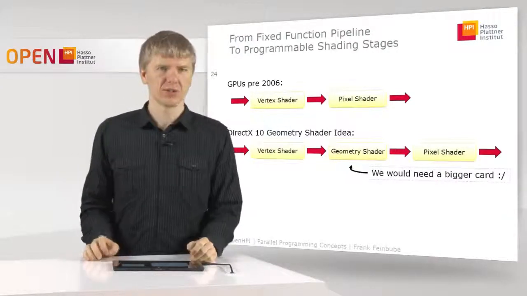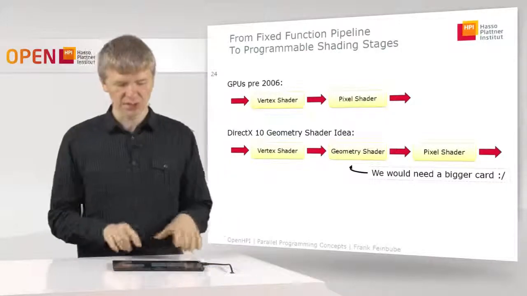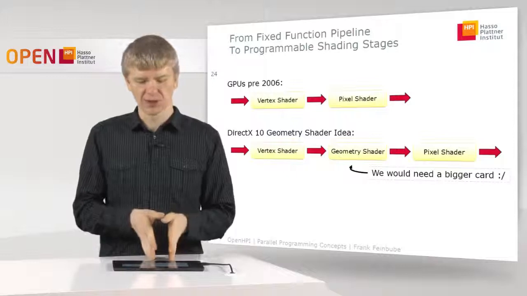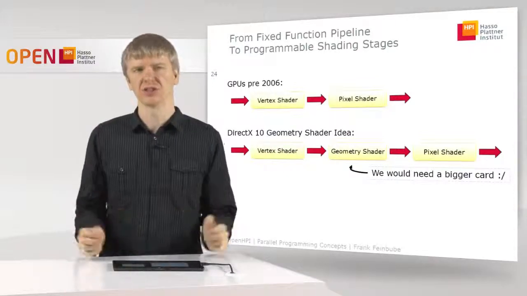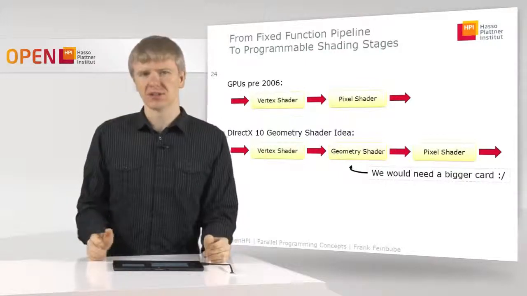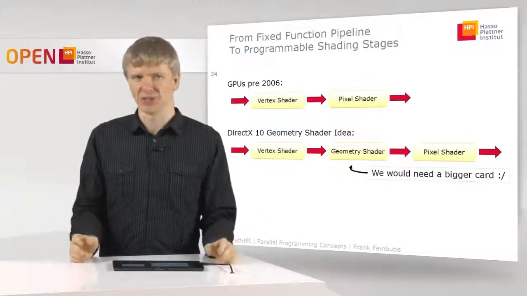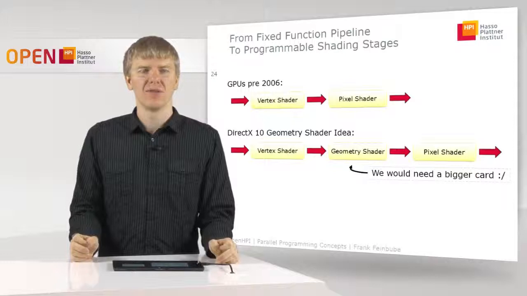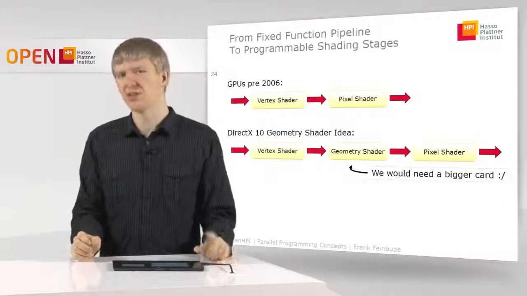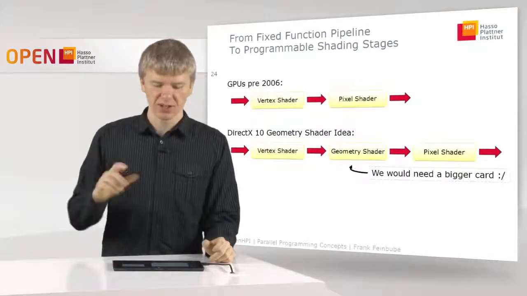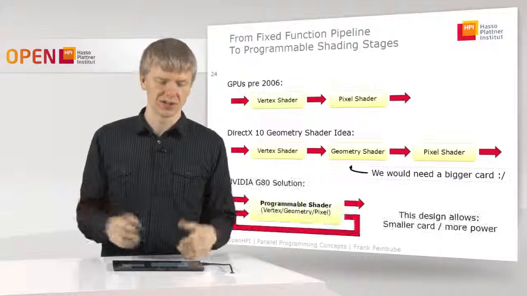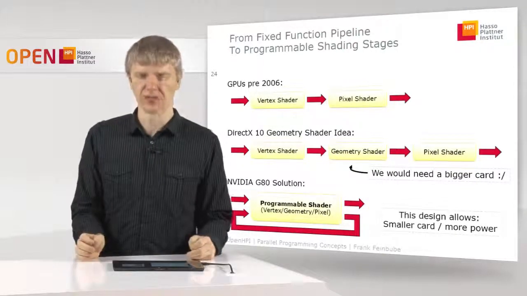And then NVIDIA thought, if we want to put that into our card, we need more space, because we now have an additional processor doing the geometry shading. If we need additional space, we have bigger cards, and bigger cards are more expensive. Then some of their clever engineers came up with a different solution: instead of adding a new hardware part, they consolidated the parts that they already had. And they came up with this.